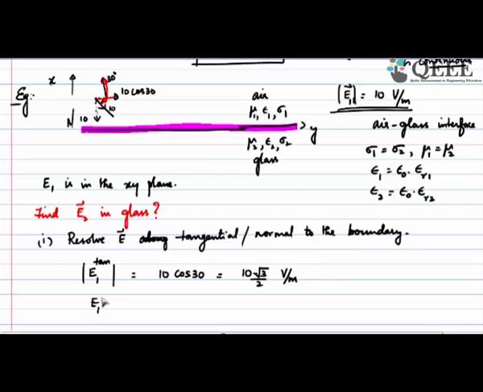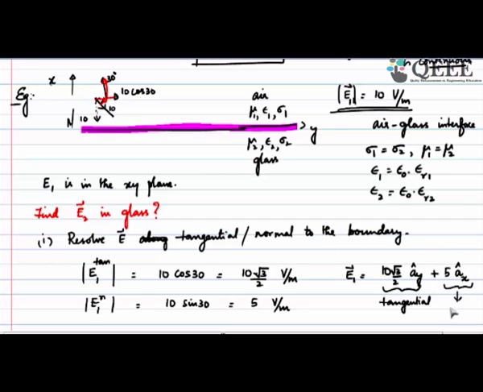And E1 normal magnitude is 10 sin 30, which is 5 volt per meter. So my vector E1 is actually 10 root 3 by 2 along the AY direction plus 5 along the AX direction. And AY direction is the tangential component because that is parallel to the boundary, and this is the normal component.